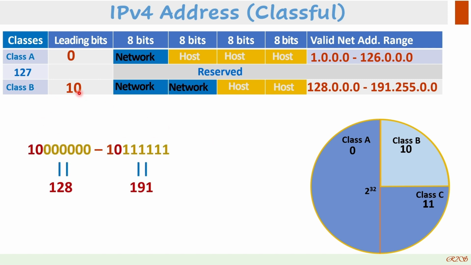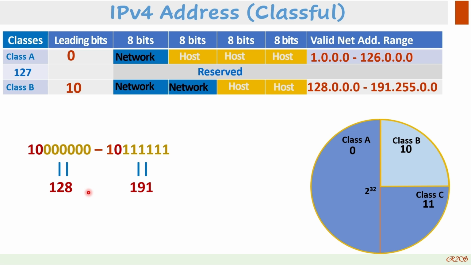So if the 2 leading bits are always 1 and 0, we have the remaining 6 bits. The remaining 6 bits could be 0 or 1, any number. So all could be 0, or all could be 1, or a mix of 0 and 1. So if these are all 0, that means 1 0 0 0 0 0 0 0, that is 128.